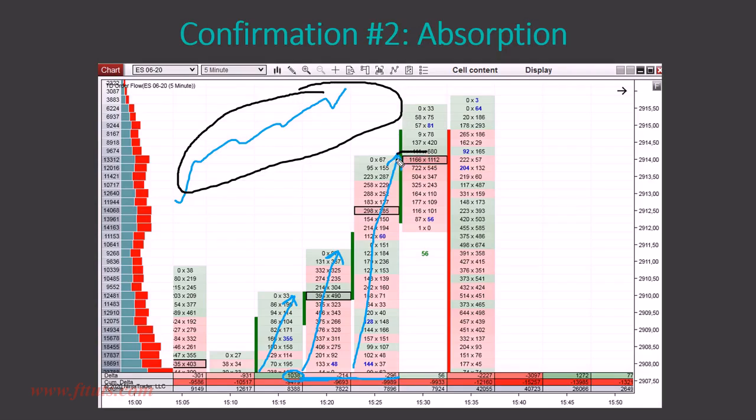All this stops with this high volume node. As you can see in this footprint, the delta is positive but very close to zero actually, and then there is the sell-off. The price simply wasn't able to continue upwards, sellers took over, and the breaking point was this high volume node.